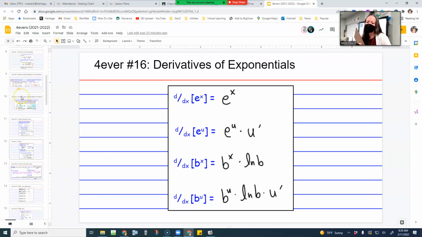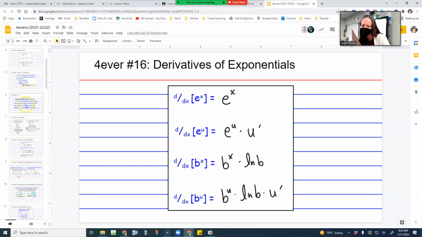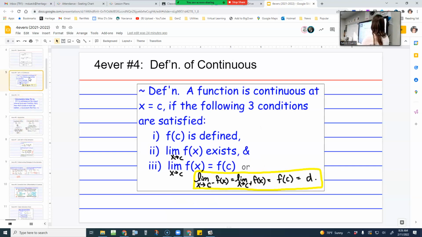Got it. What we just went over was the definition of continuous, which was your first big card. F of c is defined. The limit as x approaches c of f of x exists. There's the at, there's the approach, and there's the agreement.